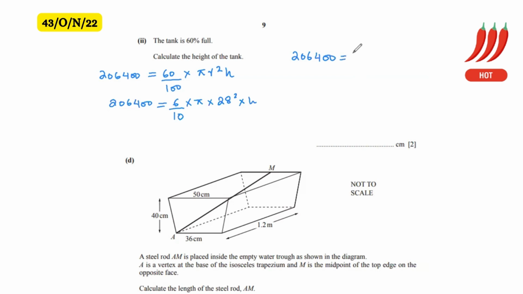That gives us 1477.81 times h. So then we divide these two to find the value of the height, which is going to be 139.67 centimeters. So you can round that to 140. So 140 centimeters is your height, or even keep it as it is. Either way, it's correct.